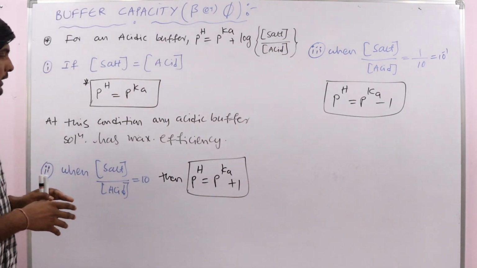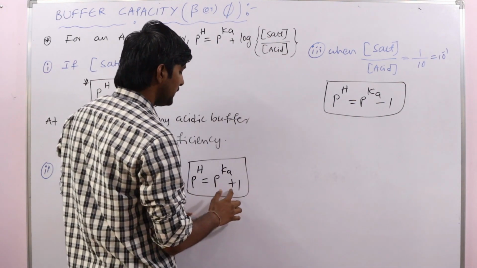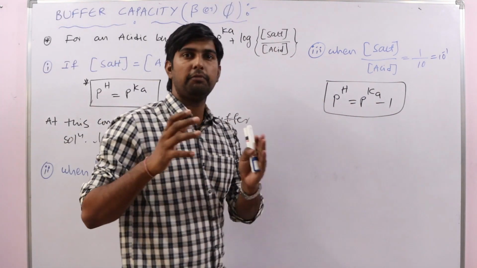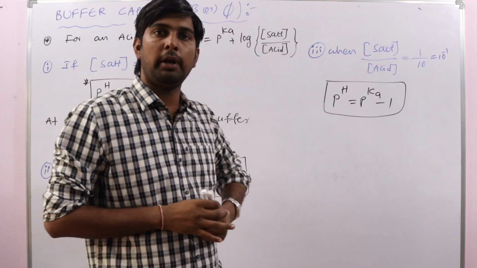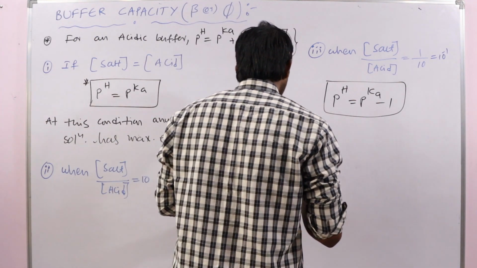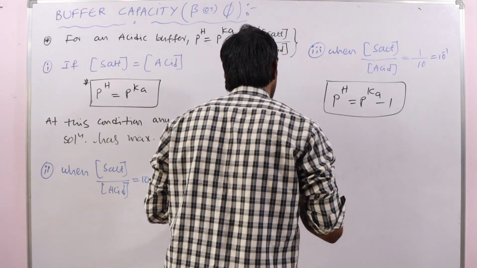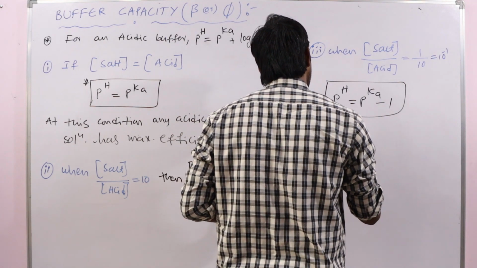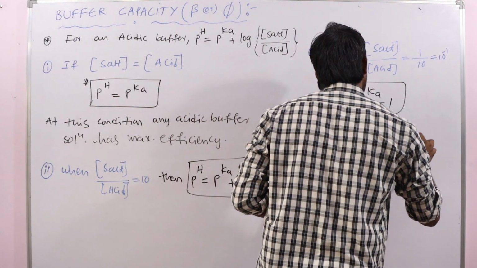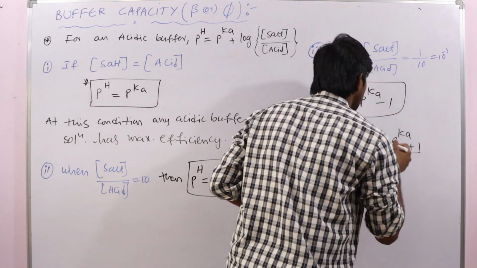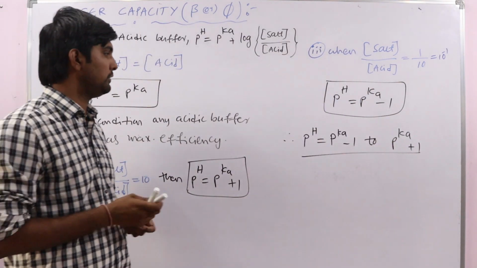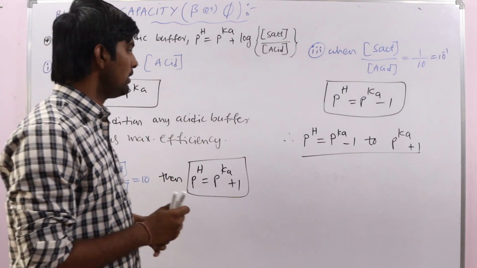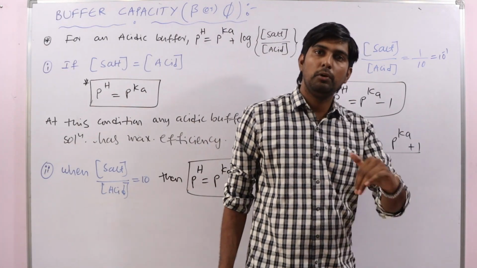Next, look at these two cases, pH equal to pKa plus 1 and pH equal to pKa minus 1. In this range only the buffer solution shows its efficiency effectively. Therefore we can say pH equal to pKa minus 1 to pKa plus 1. In this range any buffer solution shows its maximum efficiency. Outside this range it cannot show its effect, meaning it will lose its efficiency.